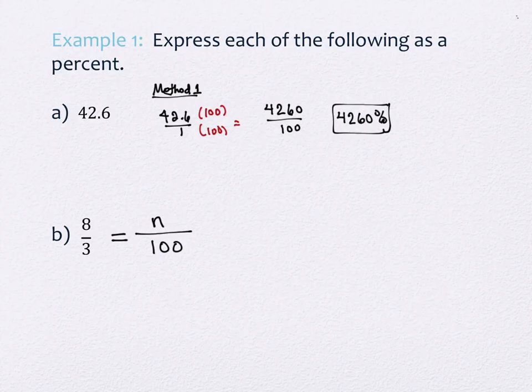Cross multiplying is something you do across equal signs, okay? So when you're combining fractions with addition or subtraction, that's not called cross multiplying. This, what we're doing right here, is called cross multiplying. So we are multiplying across the equal sign, okay? So as we do this, we're going to multiply the 8 times 100, so that's 800. And the 3 times the n is 3n.